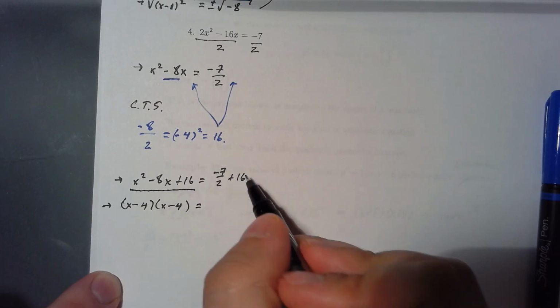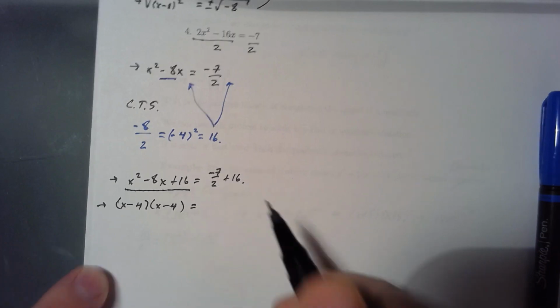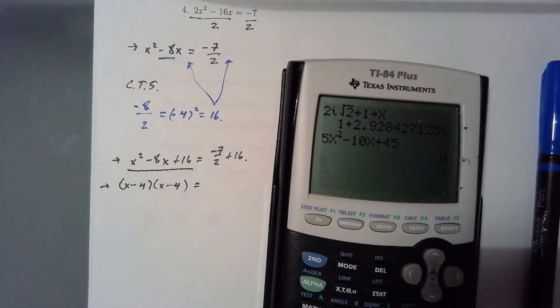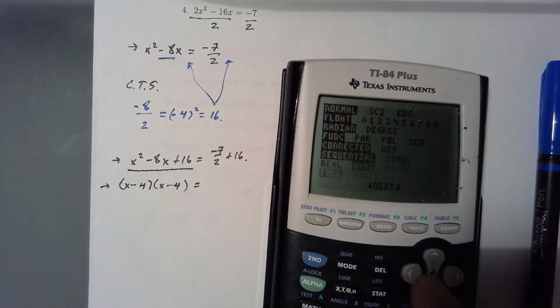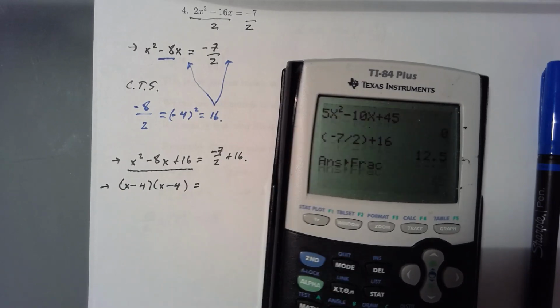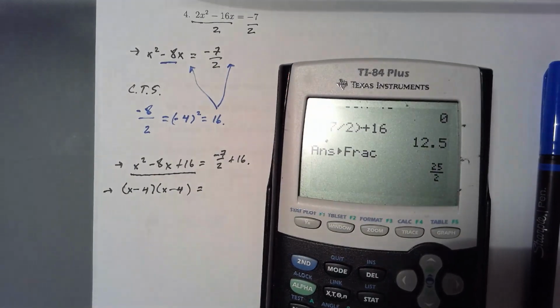And that equals, so now you want to simplify this. Keep it as a fraction, don't make it a decimal. Let's use our calculator. So negative 7 halves. Actually, let me go back into real number mode so it doesn't look weird. I suggest you do the same. So negative 7 over 2 plus 16. 12.5, but as a math fraction, it is 25 halves.